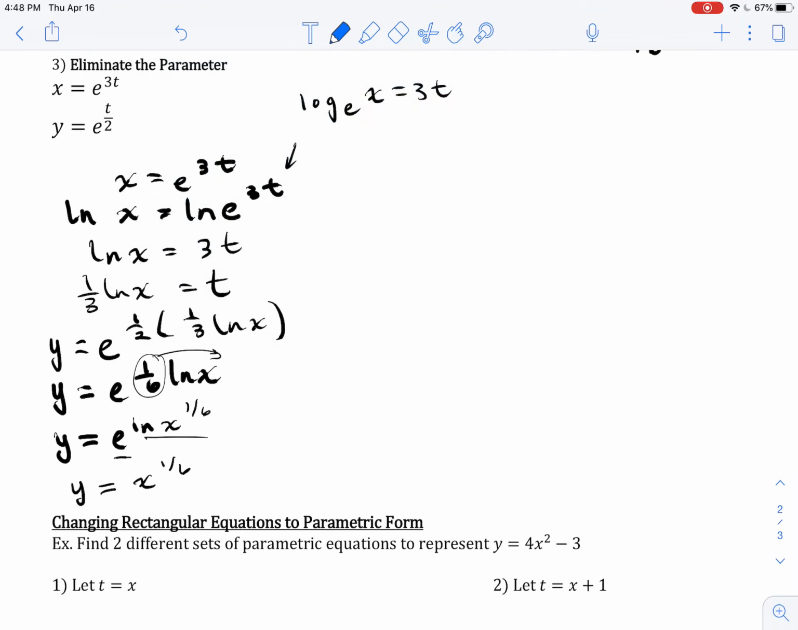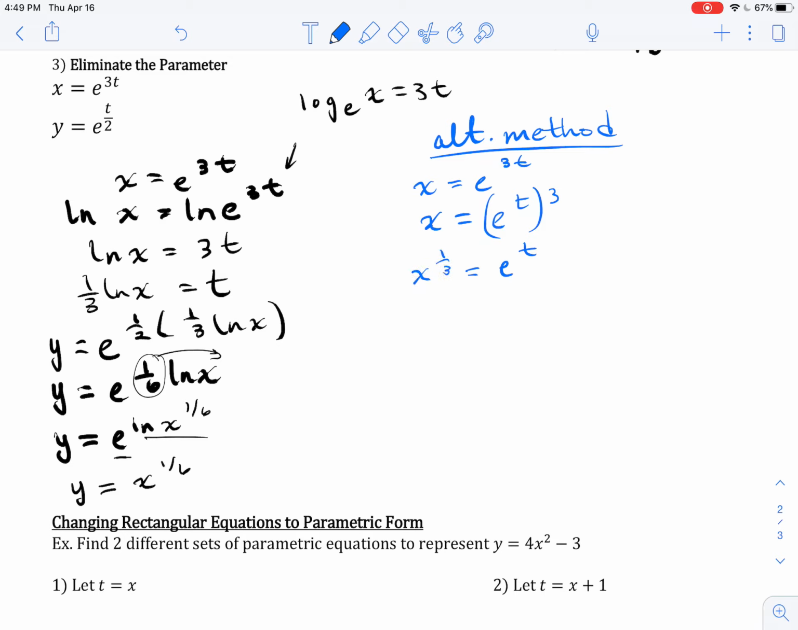And if you remember what I said initially, I said there was more than one way to do this. My alternative method, which doesn't require the use of logarithms at all, is to take this first equation and rewrite it so that x is equal to e to the t power, and all of that raised to the third power. That's the exponent power properties. Well, if I were just to take the cube root of both sides, I would get e to the t is equal to x to the 1/3.